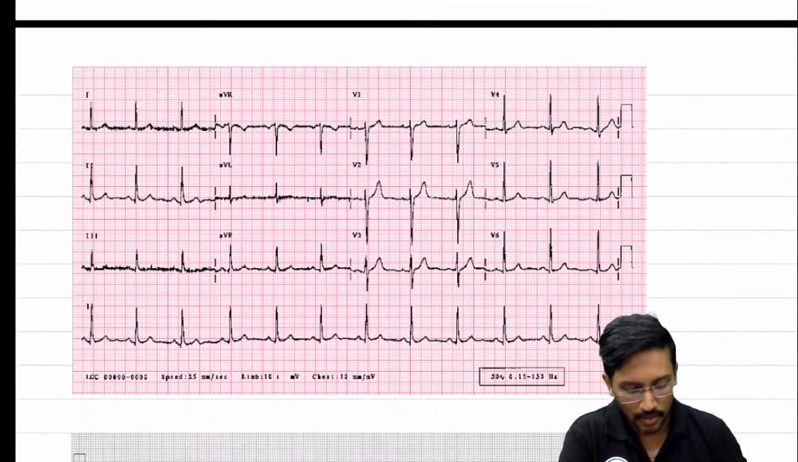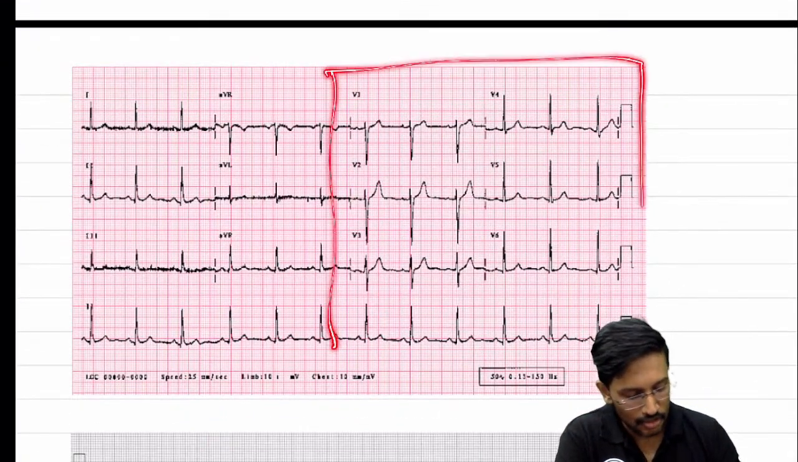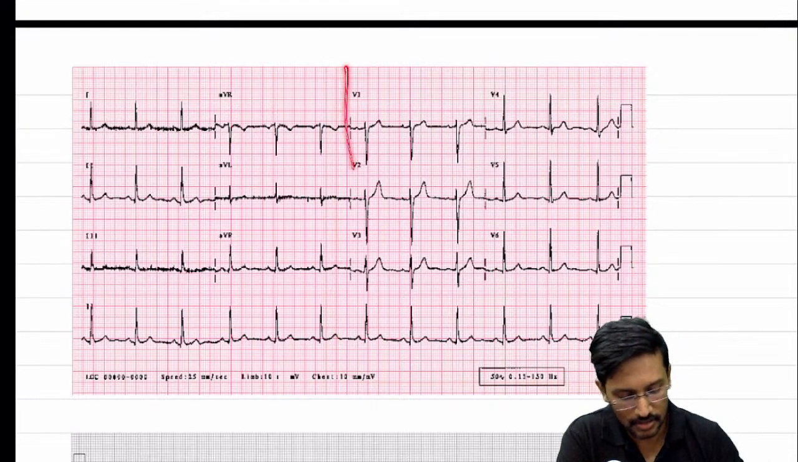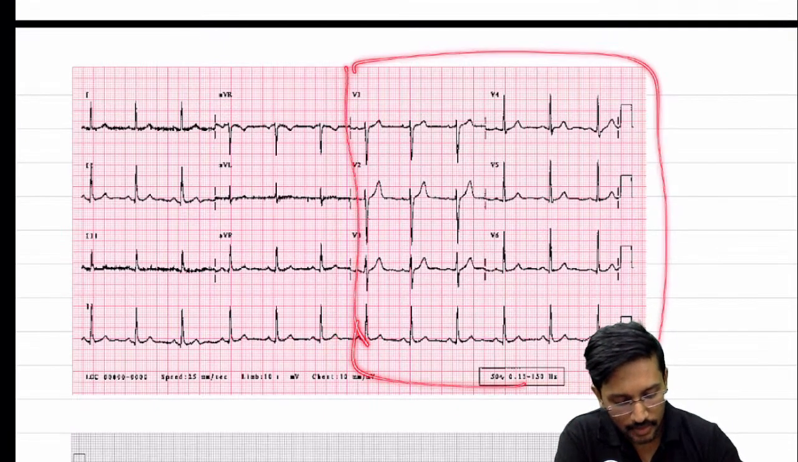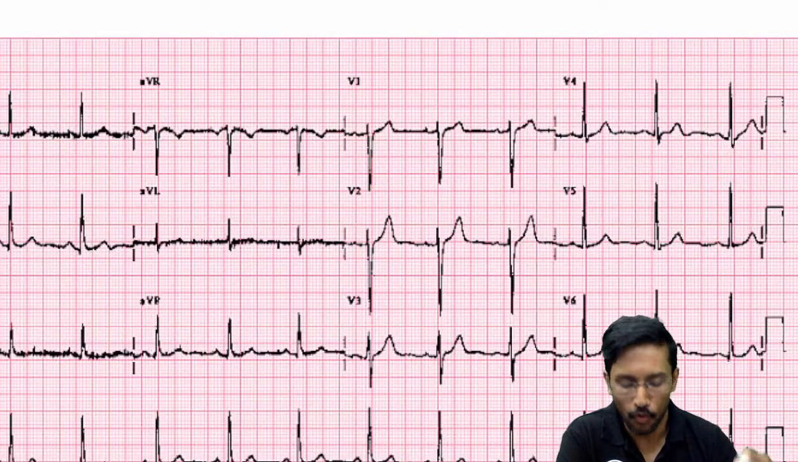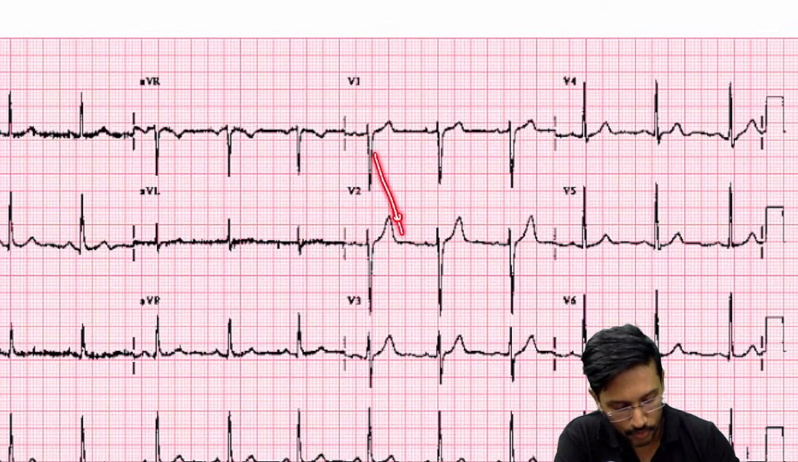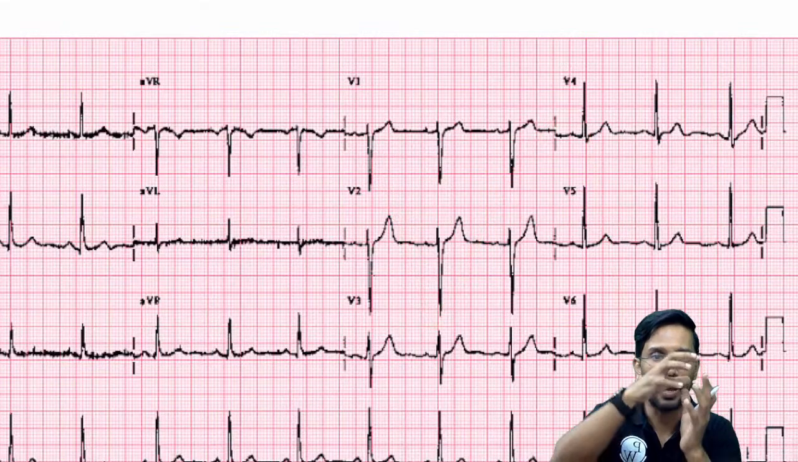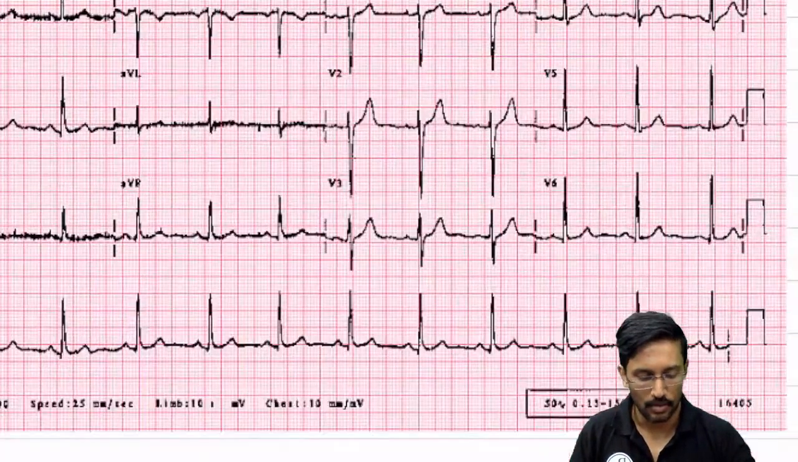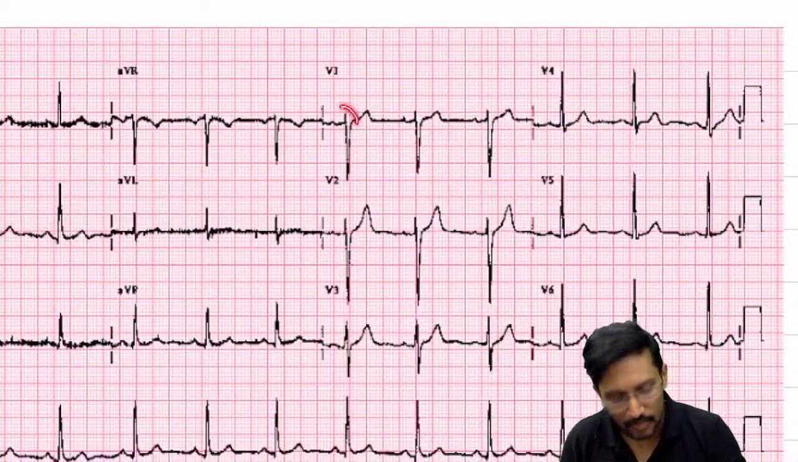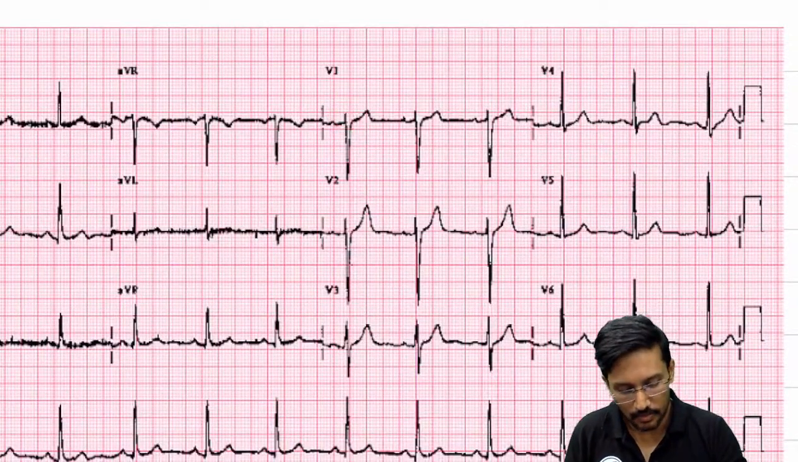So what is important here? I have to concentrate on the chest leads or precordial leads. And in a normal ECG, when I look at the chest leads, the prominent wave that I get in V1 is the S wave, and as I move forward from V1 to V2, V2 to V3, the S goes on becoming shorter and R goes on becoming taller. So when I see V1, the R is barely recognizable, S is the predominant wave.